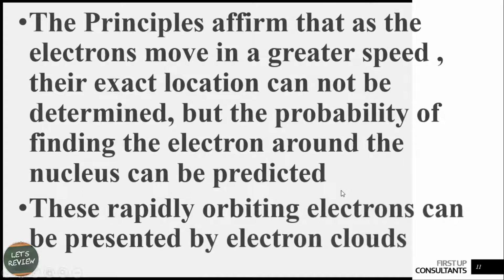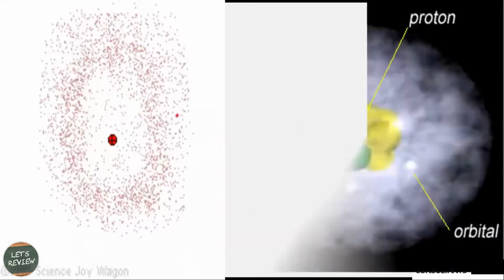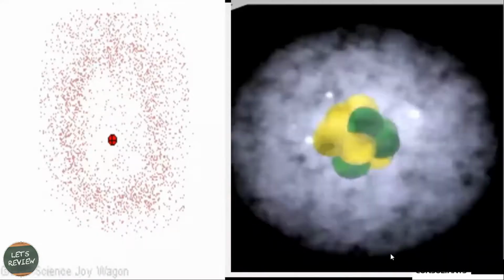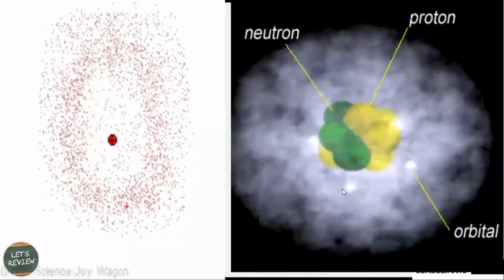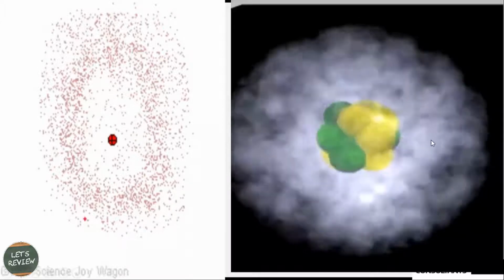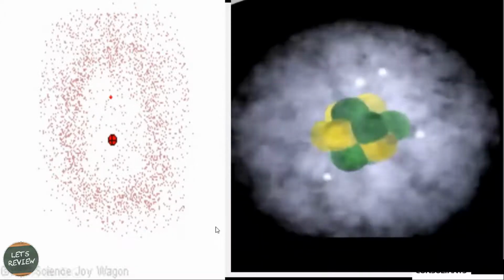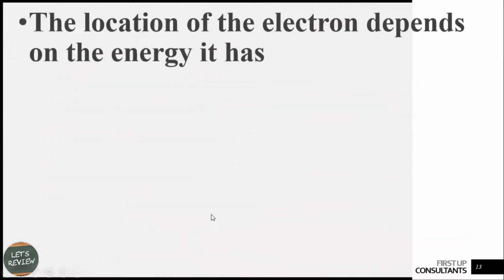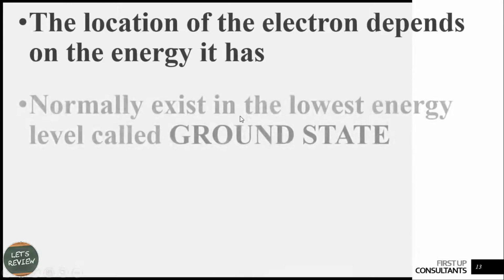So these rapidly orbiting electrons can be represented by electron clouds. And this is what it looks like. The electron clouds show the probability of where electrons can be found. Therefore, the location of the electron depends on the energy it has.